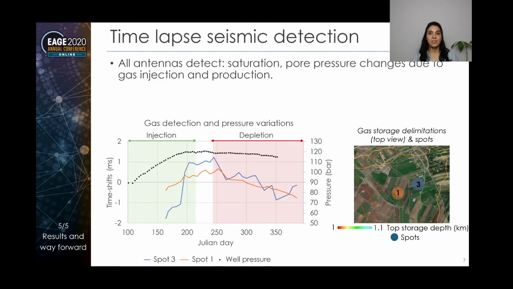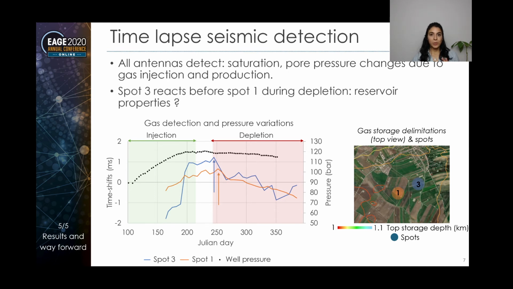Now let's see the correlation between the detection and the pore pressure variation, which is the black dotted line in this graph. You can see that when the pore pressure increases, we have a decrease of P velocities, and so we have a positive time shift detection. This is coherent with this injection phase. And then we have the opposite effect during the depletion.